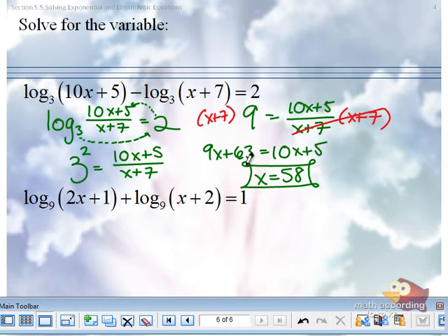All right. So for the last one here, you're adding two logs. So what are you going to do to their arguments? Multiply them using your product rule. If you would, go to town.